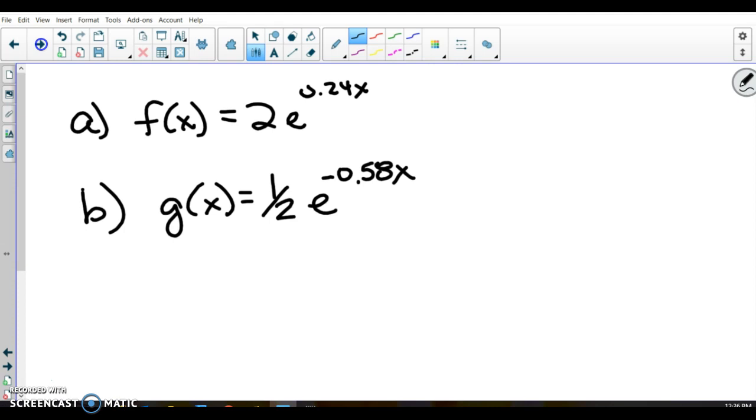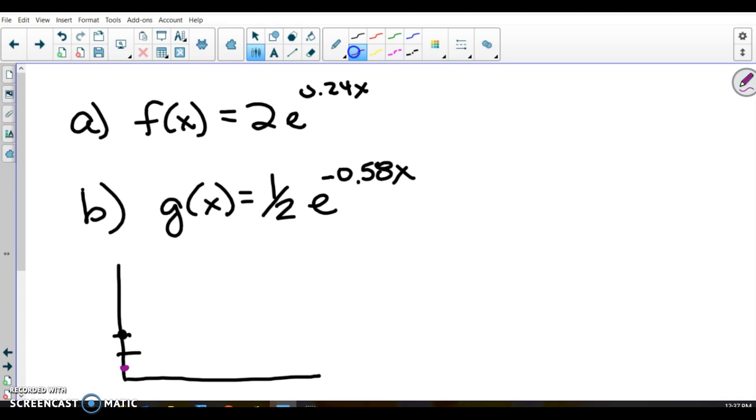In part A, 2, let's look at that graph. When we have 2e and x is 0, e to the 0 is just 1. When x is 0, e to the 0 is 1, and our y-intercept is 2. The other one, g of x, in contrast, when x is 0, our entire exponent is 0, e to the 0 is 1 again, and our y-intercept is 1/2. So there's two comparisons that we can make.